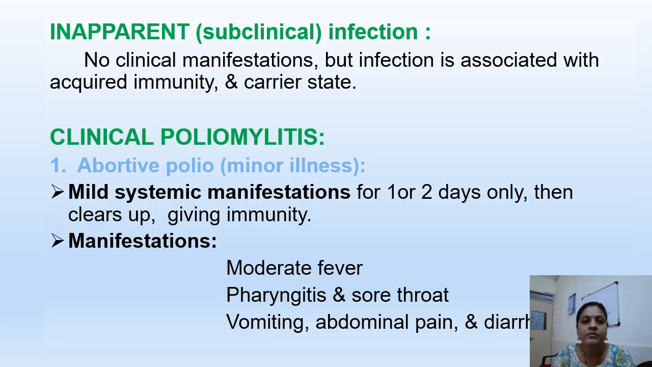So what happens is, the maximum have inapparent or subclinical infection where there are no clinical manifestations. The infection is associated with acquiring immunity, and it can also lead to the carrier state, where the child is able to spread the virus but remains asymptomatic. Then clinical poliomyelitis, the mild illness, abortive polio, shows signs of systemic manifestations for 1 to 2 days. Manifestations would be just like any viral fever: fever, pharyngitis, sore throat, vomiting, abdominal pain or diarrhea.